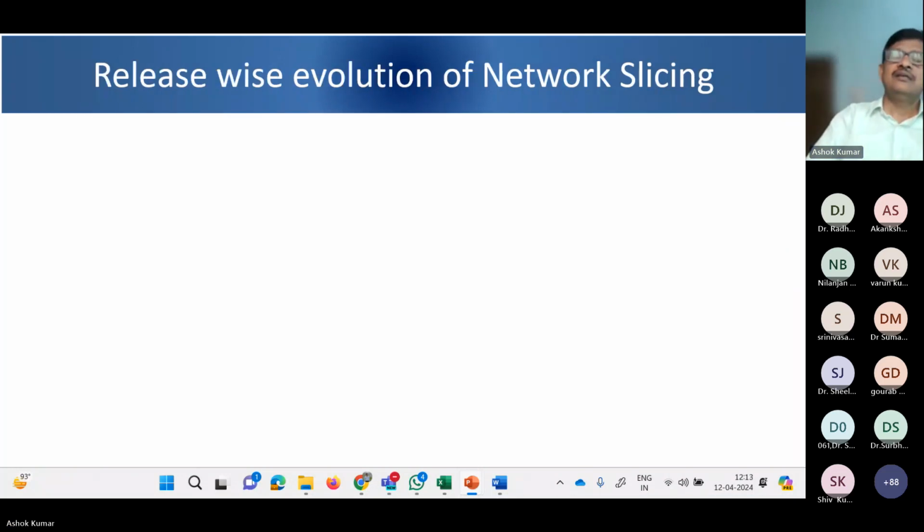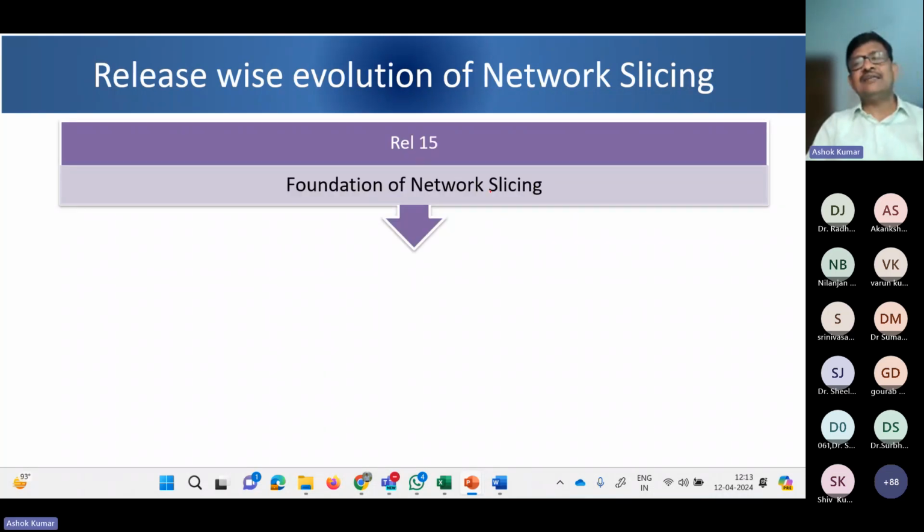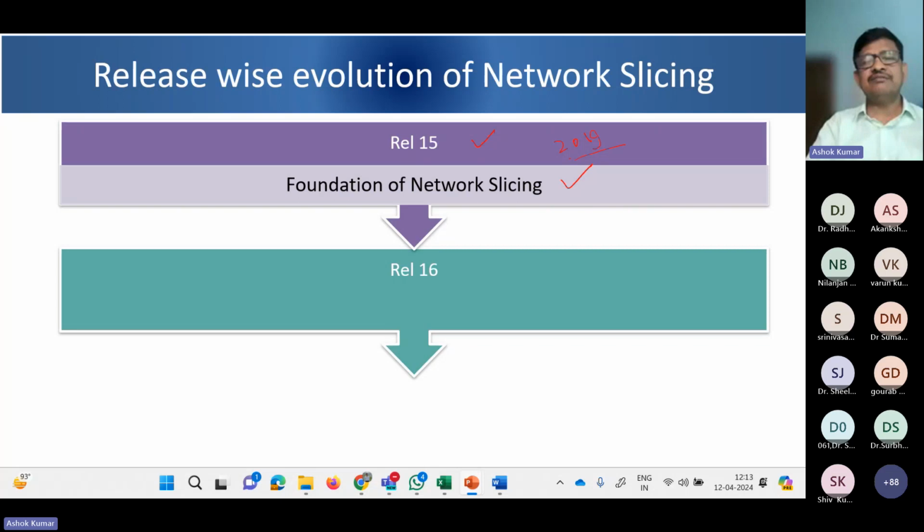So with this, let's look at how the network slicing concept evolved in various releases of 3GPP, starting from release 15. As we know, release 15 was the first 5G release. So in the first 5G release itself, the basic network slicing standards came out. The foundation of network slicing came during release 15, which was released around 2018-19. So we have the concept of slicing from release 15 itself, and it kept evolving in further releases.